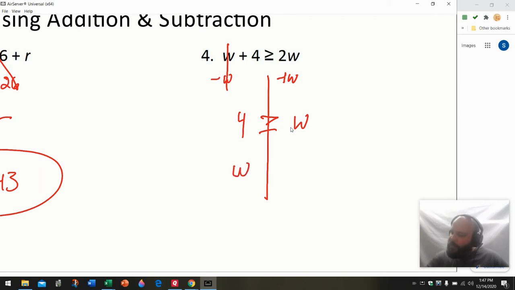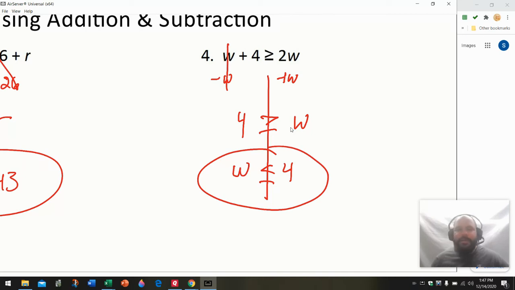The w and the 4 are going to trade places, and the sign is going to flip over. So keep that in mind. The alligator was eating the 4. When you move the w and the 4, you still want the alligator to eat the 4. Therefore, it is flipped over, and that is your final answer. W is less than or equal to 4.